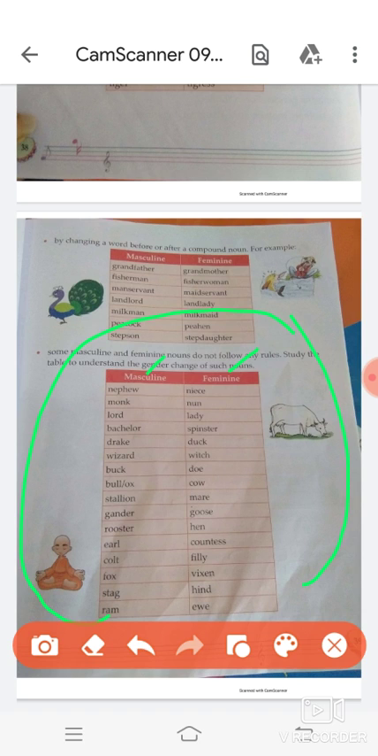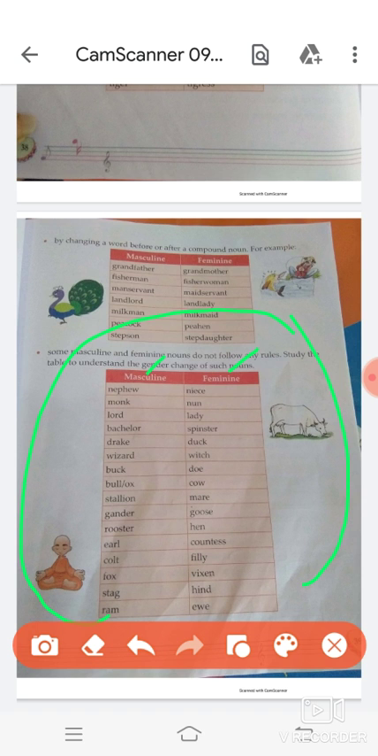Monk, nun, lord, lady, bachelor, spinster, drake, duck, wizard, witch, buck, doe, bull or ox, cow, stallion, mare, gander, goose, rooster, hen, earl, countess, colt, filly, fox, vixen, stag, hind, ram, ewe.